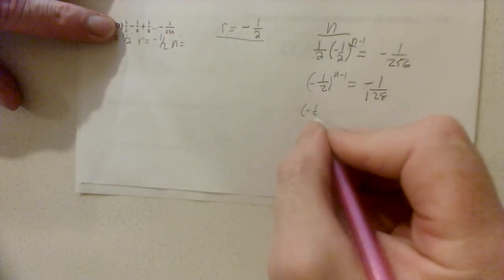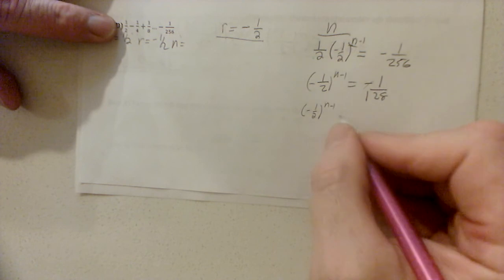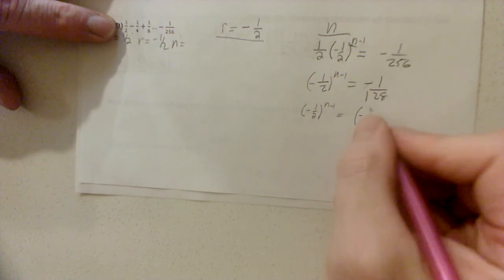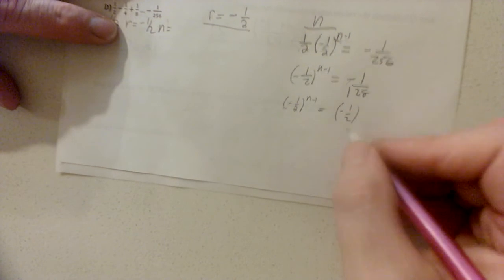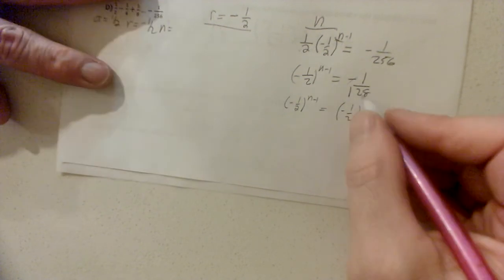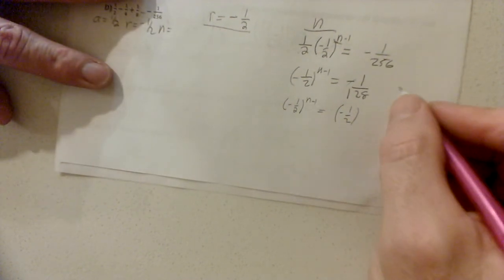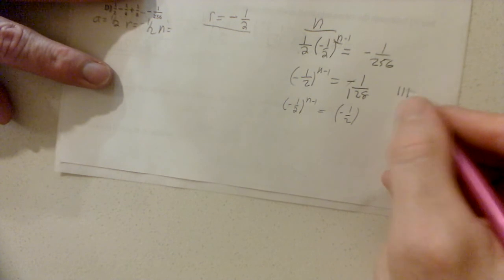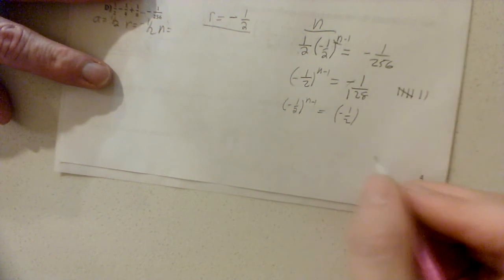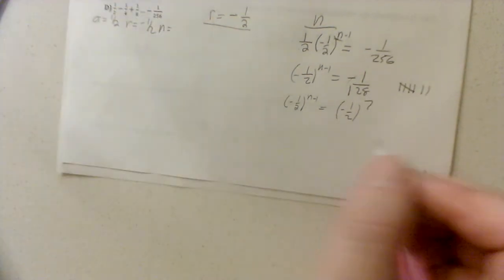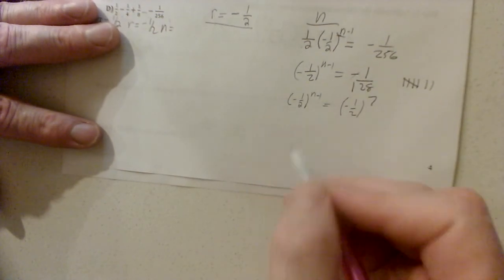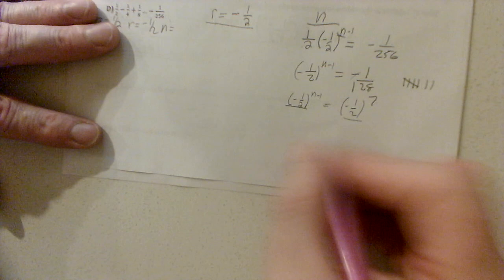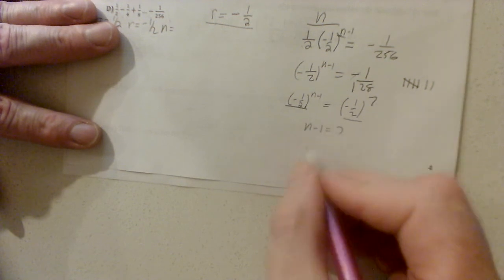And then I can write this, right? That's -1/2 to the n minus 1 equals, well, -1/2. Let's count that. How many times does this 2 go multiply, or what exponent turns that 2 into 128? Let's count. 2, 4, 8, 16, 32, 64, and 128. So those are the same thing. -1/2 to the 7th power is 1 over 128, right? Once our bases are the same, we just go n minus 1 equals 7 and n equals 8.